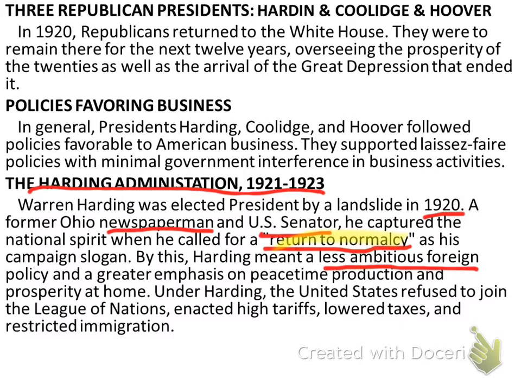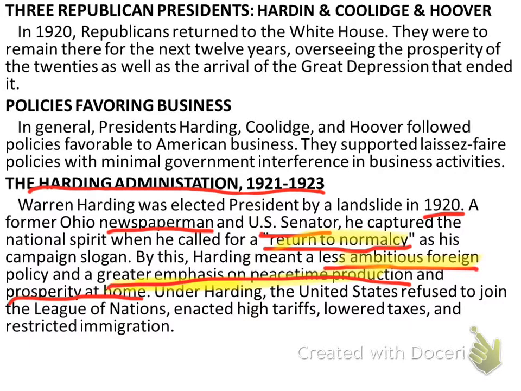And his return to normalcy was a reference to going back to the way things were before the war, going back to the non-war economy, turning away from the total war concept that had been put in place under Woodrow Wilson. And so Harding emphasized a less ambitious foreign policy and a greater emphasis on peacetime production. He wanted to improve our economy and bring about more prosperity at home.